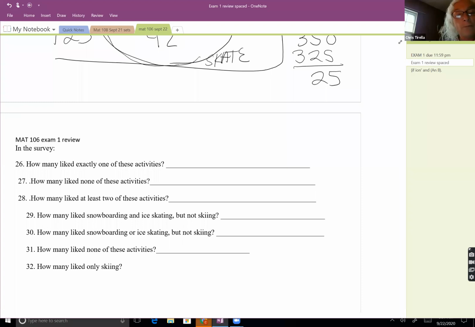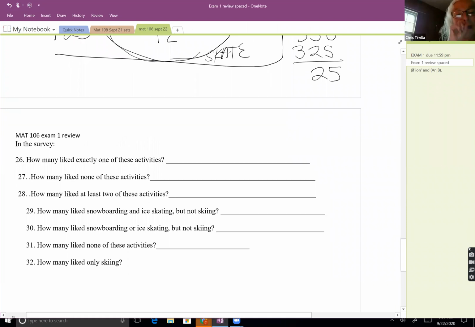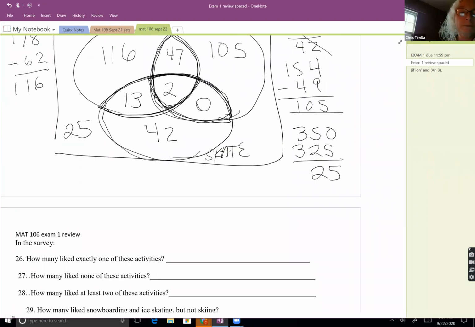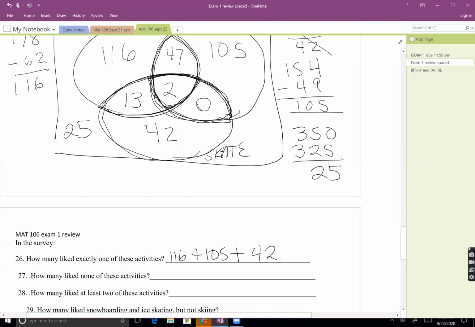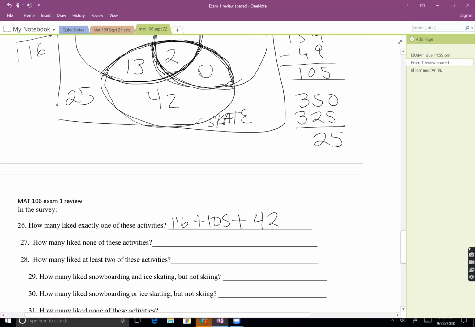How many like exactly one activity? Who would you include? Would you do the 116, 105, and 42? Well, everybody, right, if I just write that out and don't bother adding? How many like none of them? 25. Beautiful.